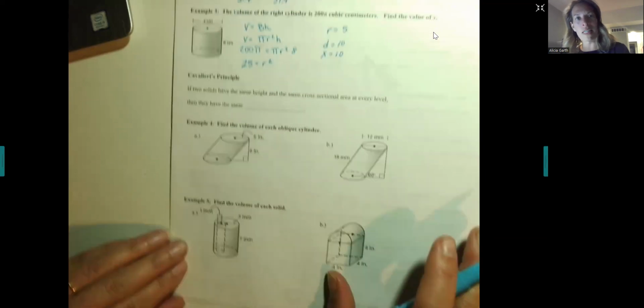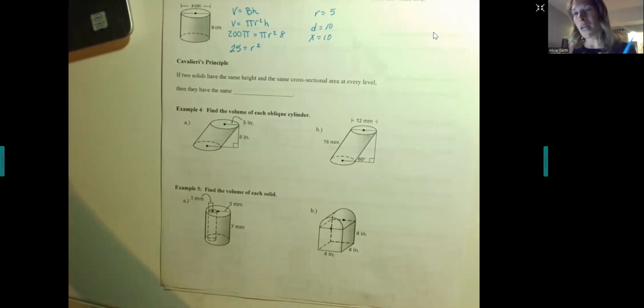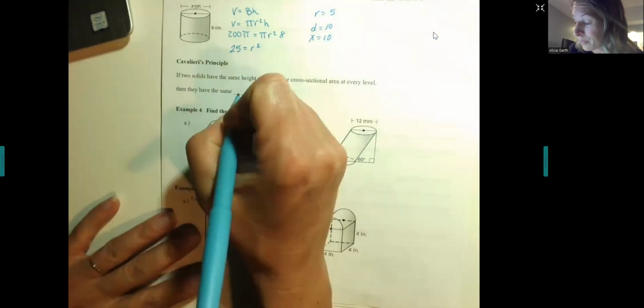We're going to move on to Cavalieri's principle. Now, what Cavalieri's principle says is that essentially, if two prisms or two solid things have the same height, remember height is always perpendicular, and the same cross section, so when we look at it, they're both circles, ovals, rectangles, anything like that, then they're going to have the same volume.